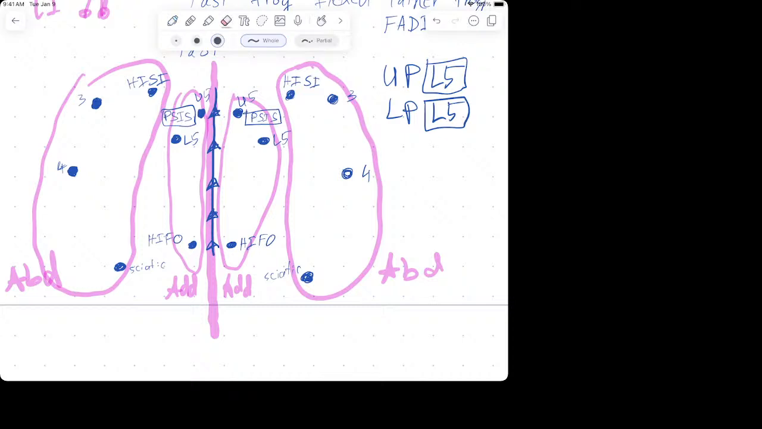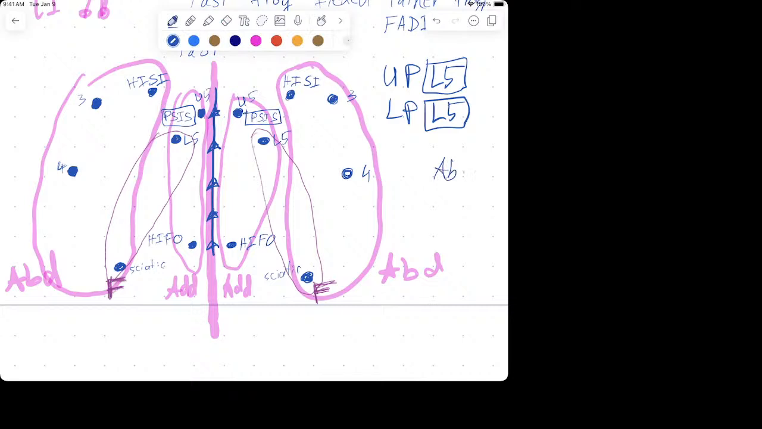Now that we've done that, everything is extension other than these 2 points. These points are flexion. Flexion, flexion here, flexion here. Everything else is extension. So these would be extended and abducted. Done, right? And don't worry about internal rotation and external rotation.